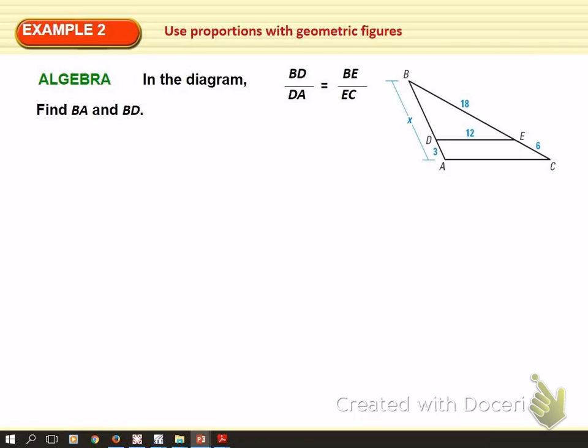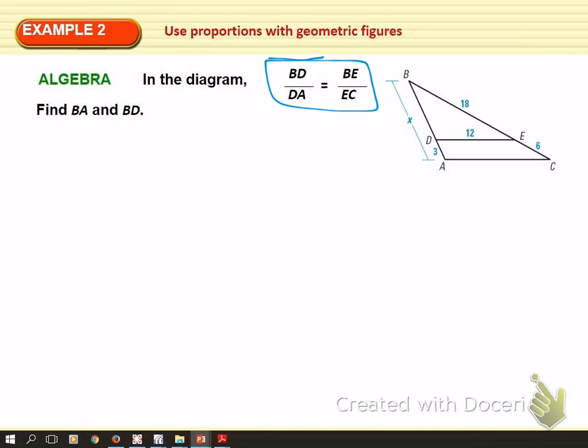that we might need. So here's a figure that actually contains two triangles, if you see it. But what we know is this proportion is true. So we need to go find the length of BA and BD. Think about that for a second. How would you set that up?